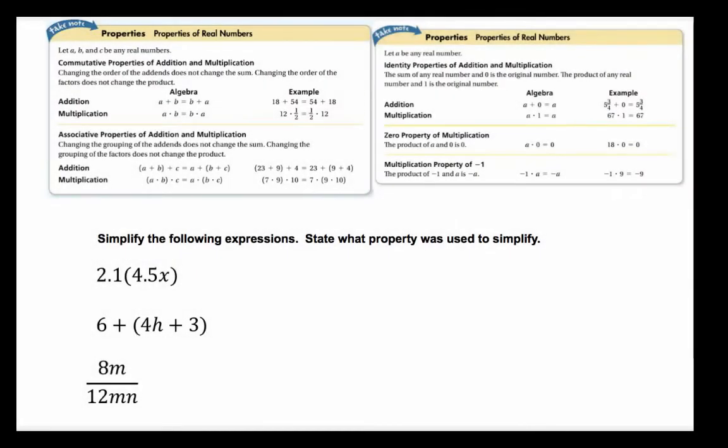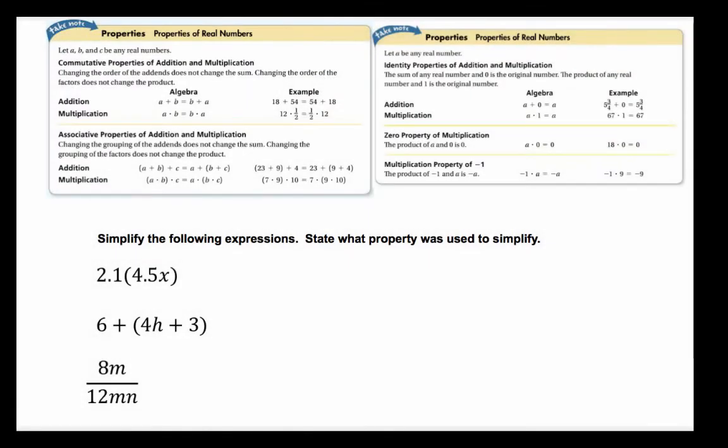So let's focus on the commutative property first. Basically what the commutative property says, you can add two things in whatever order you like. So we have the expression there, a plus b equals b plus a. Switching the order of addition is not going to change the value of the expression. Multiplication works the same way. a times b equals b times a. You can multiply things in any order that you like.